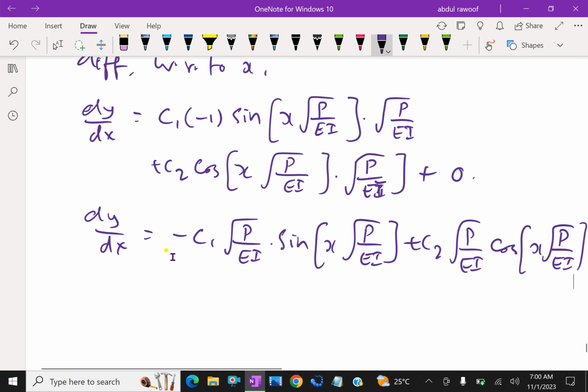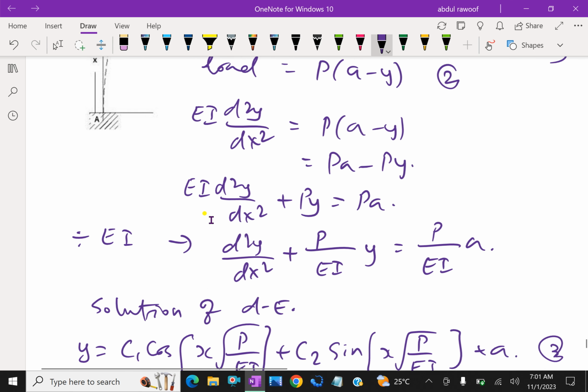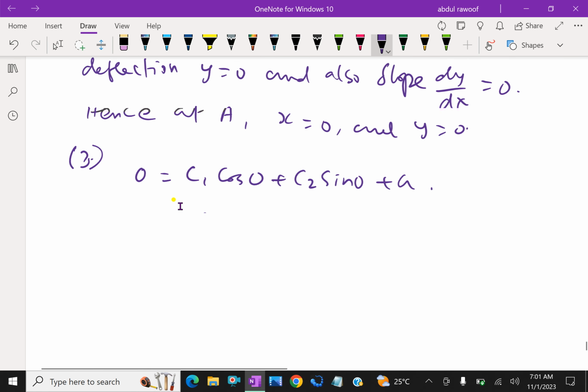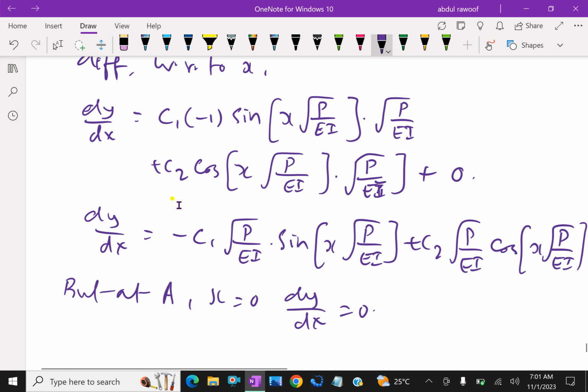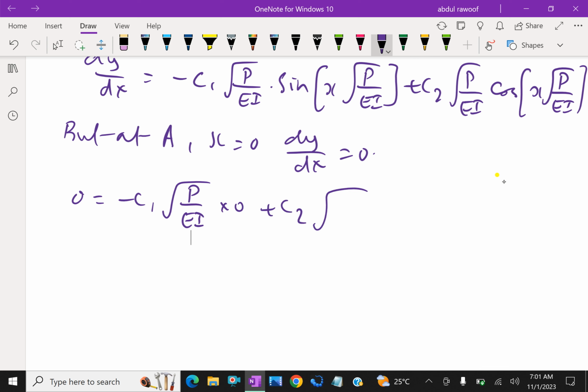Now these are the dy by dx equations here, but at the point A we know that x equals 0 and dy by dx is also 0. Look at this figure. At A, these are the conditions: x equals 0, as well as slope is 0. We are substituting these conditions here. Dy by dx is 0. Therefore, 0 equals minus c1 square root of p over EI, then x is 0, sine 0 is 0, into 0, plus c2 square root of p over EI into cos 0 is 1.